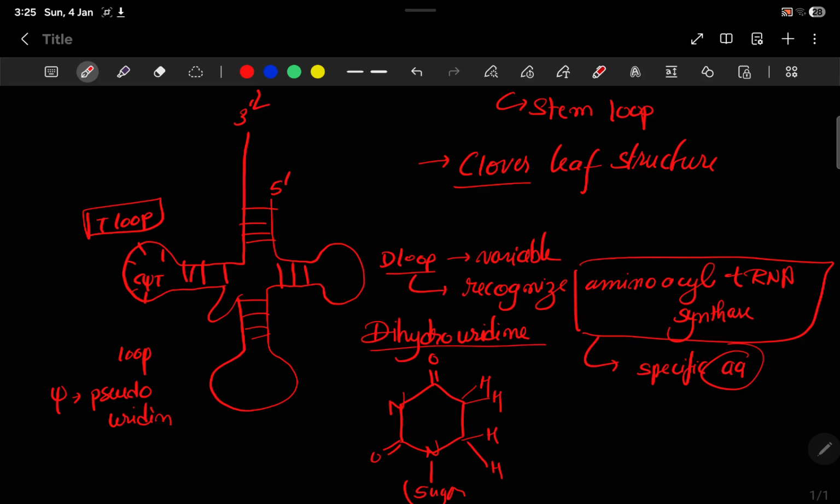How about pseudouridine? Pseudouridine just has a very different attachment site. In normal uridine, as we saw, the numbering is 1, 2, 3, 4, 5, and the sugar attaches at the nitrogen at position 1. In pseudouridine, the 5th position is used for attachment of the sugar.